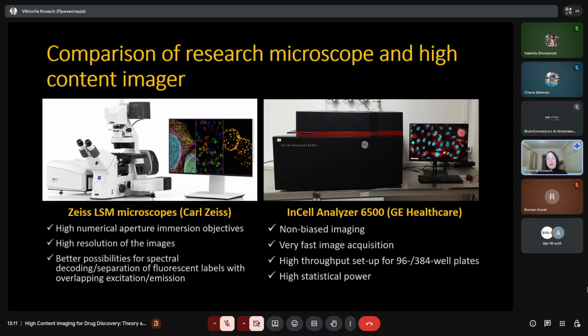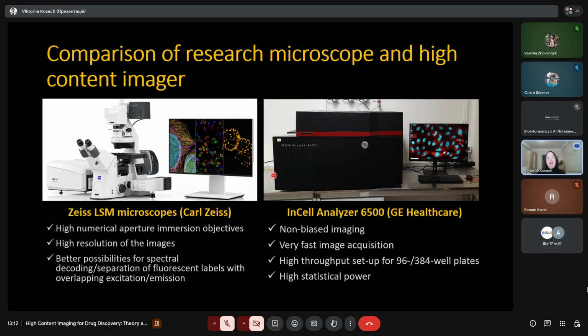However, automated high-content imager could also be used for small-scale research projects because they have a number of adapters to use different sample types. So it could be not only multi-well plates, it also could be classical tissue samples, classical cells grown on cover slips. It could be even Petri dishes for live imaging.